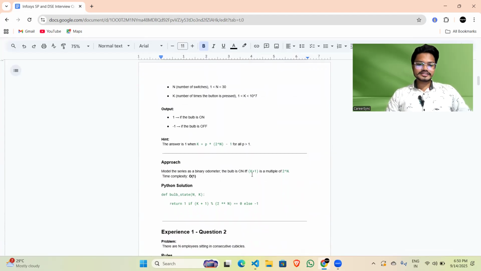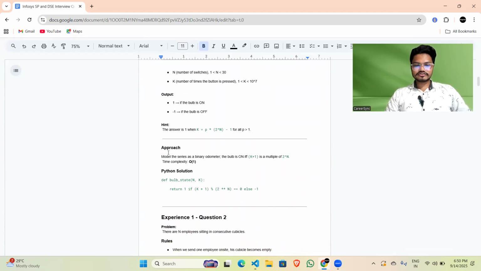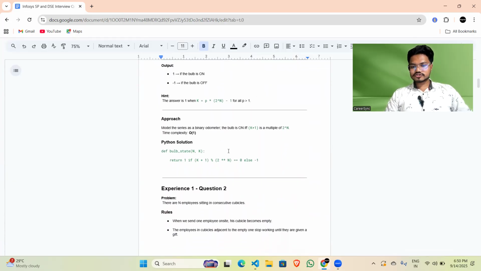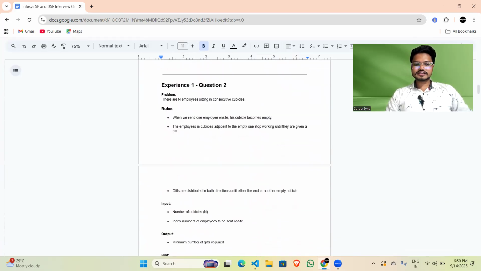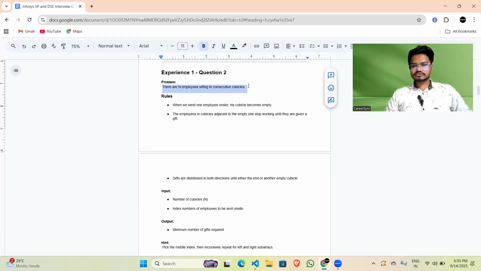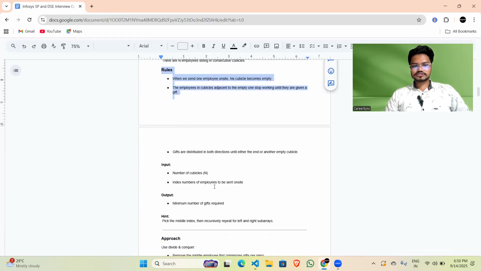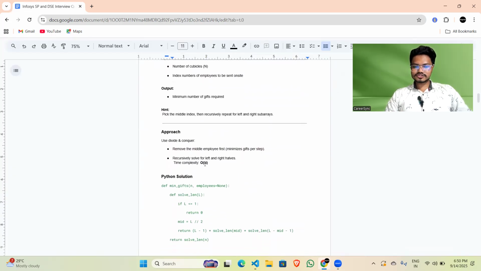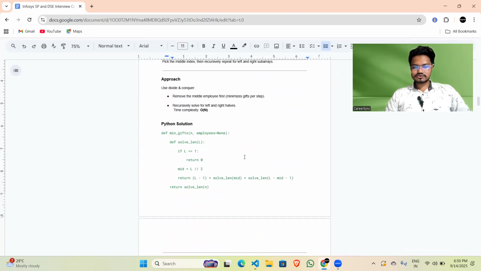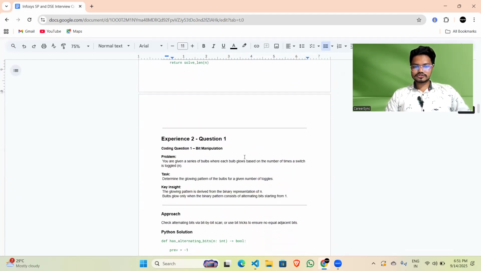I have added some approaches using ChatGPT, because I have not solved it myself. So you can check what type of questions are being asked. For the same candidate, you can see the question is different. Like, there are n employees sitting in consecutive cubicles, and it's a repeated question. So make sure that from this list, maybe you will receive the same question. It depends, but not 100%, so you have to prepare for everything. Here are some rules, inputs, output, and a hint also given, and which approach is used, like the divide and conquer approach here. Here is the solution for that problem. So it depends on what question you get.